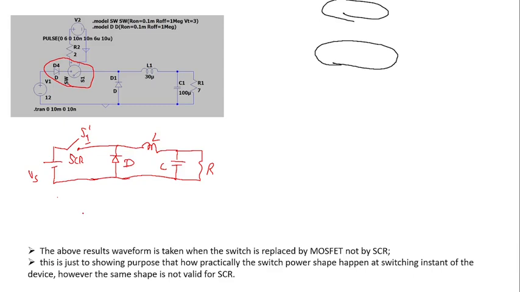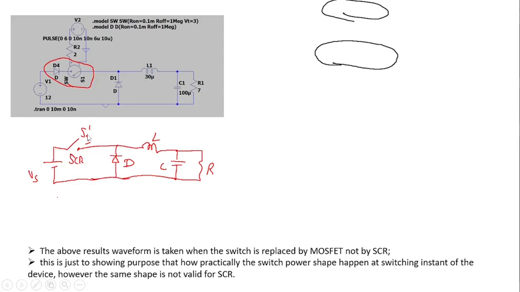Increasing the switching frequency of the power electronics converter is always helpful, because increasing the switching frequency increases the power density of the converter and reduces the weight. The structure shown here is the basic buck converter.